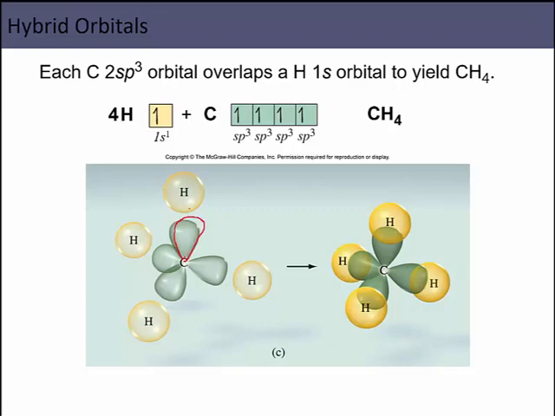So now we've got these guys pointing at the 4 points. One of them is going to overlap with this hydrogen's s. So we've got an sp3 orbital here overlapping with a hydrogen's s, and we're going to form a direct overlap, and that is a sigma bond.